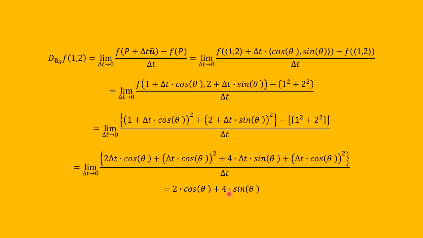Okay, so what happens to the other two terms in the limit? Hopefully they go to 0. Well, if you look at this, you're squaring it. So that's going to give us a factor of delta t squared divided by delta t. Still gives us, for this over this, a factor of delta t, which goes to 0. So this term over delta t goes to 0 as delta t goes to 0. Similarly, this term divided by delta t goes to 0. So you're only left with 2 cosine theta plus 4 times sine theta.